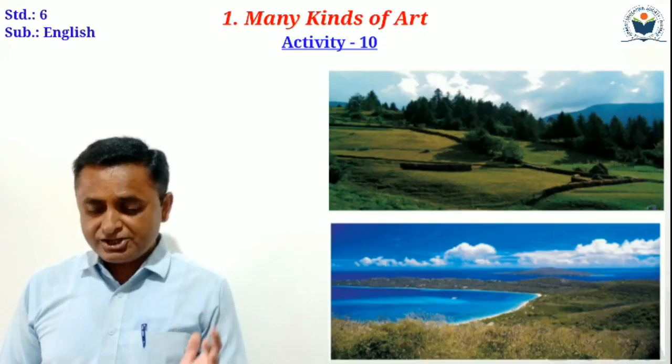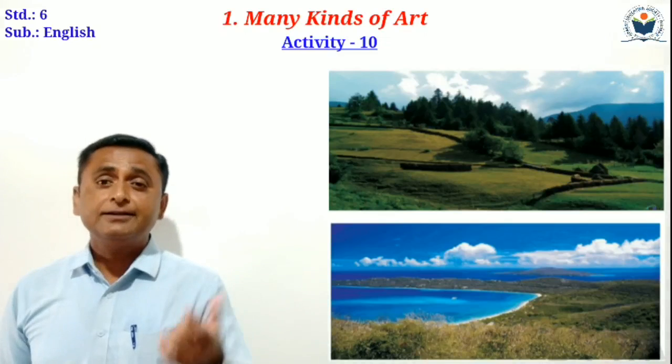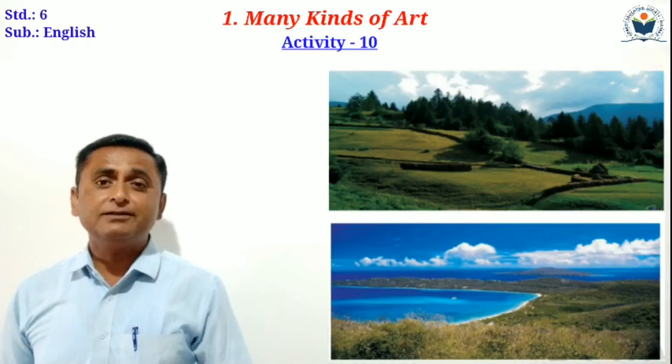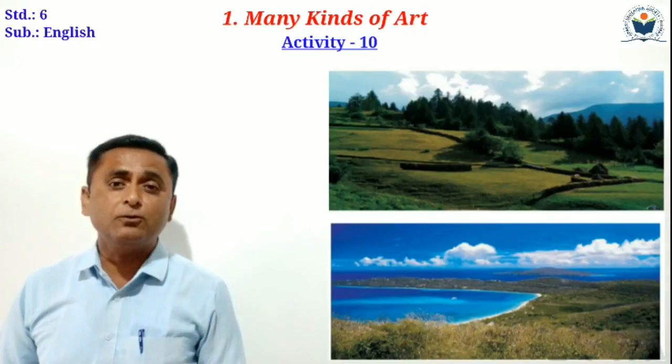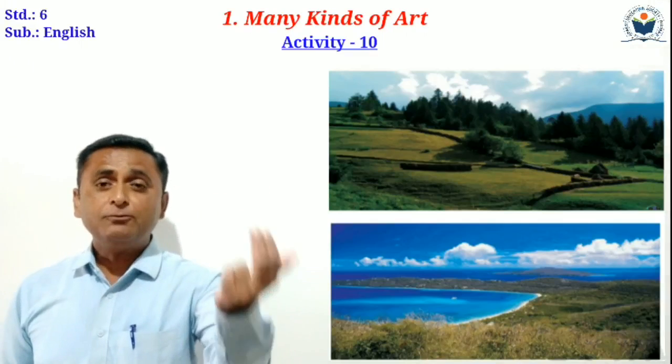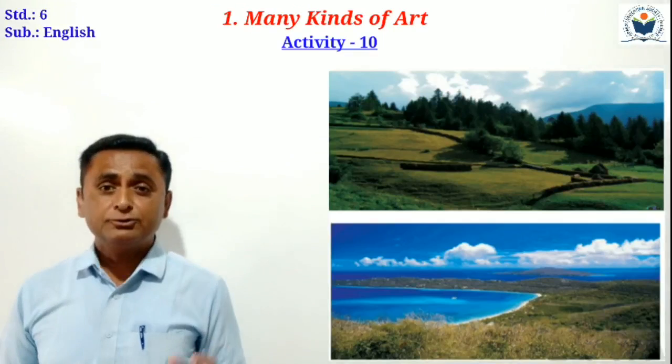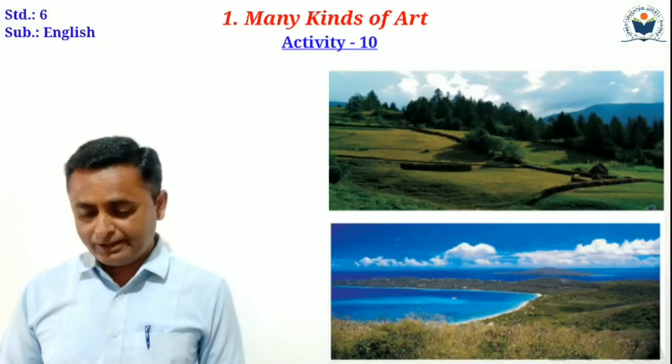So such as a rock in a lake. For example, one example is given here. One great lake is there. In between the lake, one great rock is there. So it's a foreground and background, both things suitable for landscape photography.